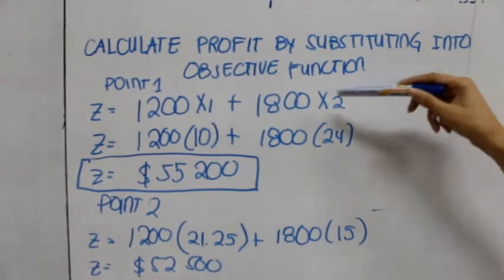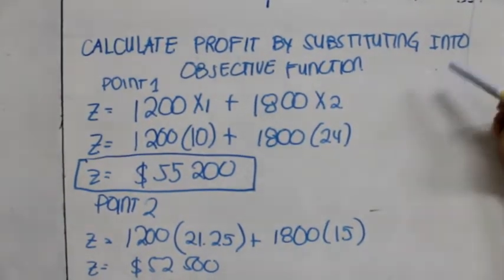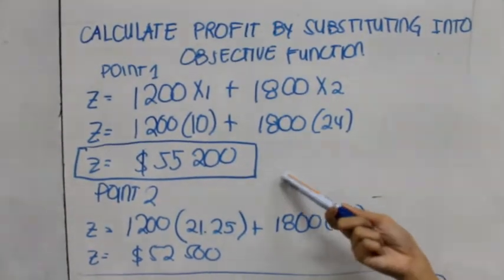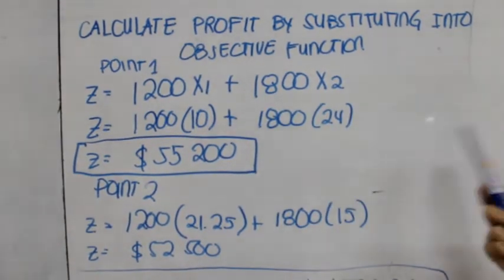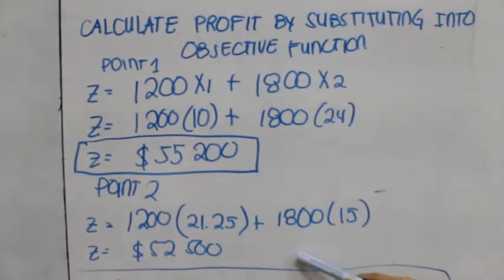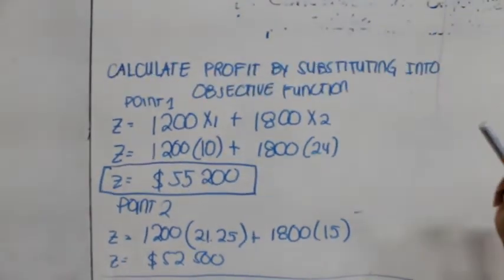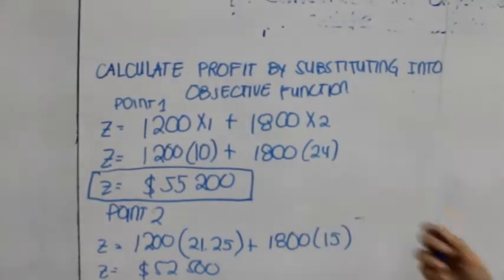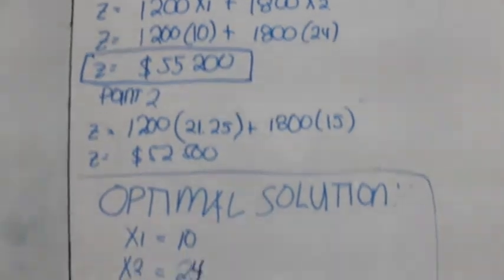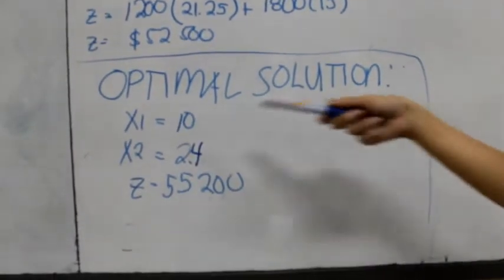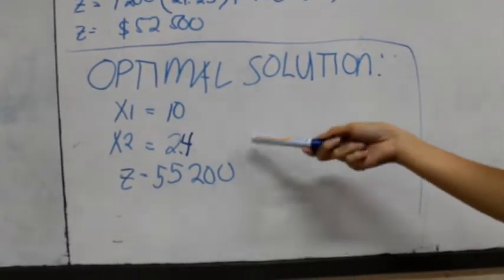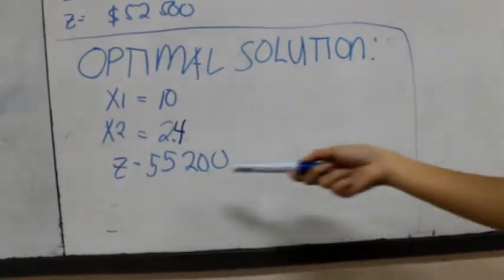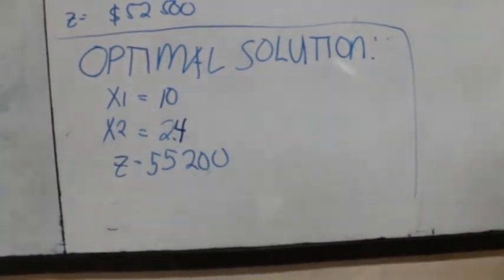We need to calculate the profit by substituting into the objective function. So for point 1, we got Z as 55,200, and at point 2, we got 52,500. As we can see, the point with the highest profit is point 1. Therefore, our optimal solution is to produce 10 Alpha 4s and 24 Beta 5s, which will result in an optimal profit of 55,200.